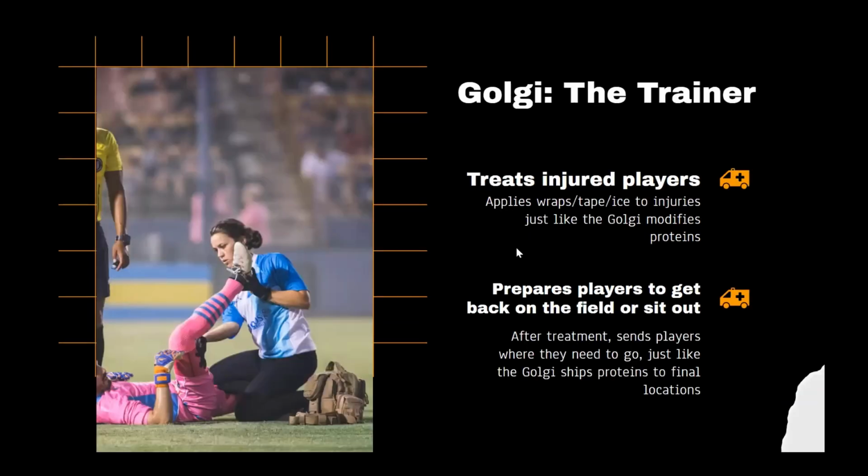So the Golgi could be compared to the trainer on the soccer team, because just like the trainer applies wraps or tape or ice to players' injuries, the Golgi is modifying the proteins with sugar to determine their function. The trainer also prepares players to either get back on the field or sit out for a while. And this is like the Golgi shipping the proteins to their final locations.